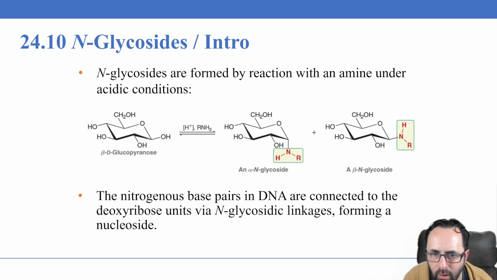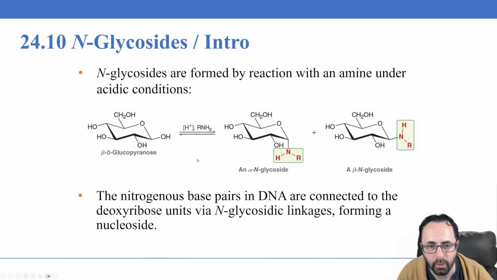And N-glycosides can be formed by a reaction with an amine under acidic conditions. So N-glycosides, what are those? Well, those are what you get if you react a carbohydrate, this monosaccharide, for example beta-D-glucopyranose, glucose basically, in the presence of acid with an amine. We end up having that amine make a bond here to this 1st carbon. And this again can occur in the alpha position, the down axial position on the 1st carbon, or in the beta position, the up equatorial position.